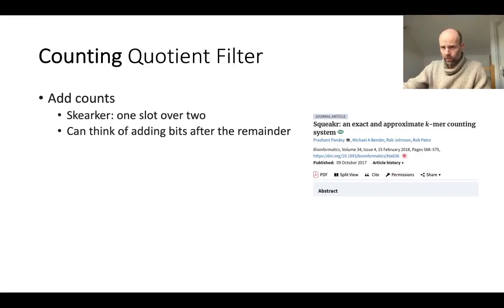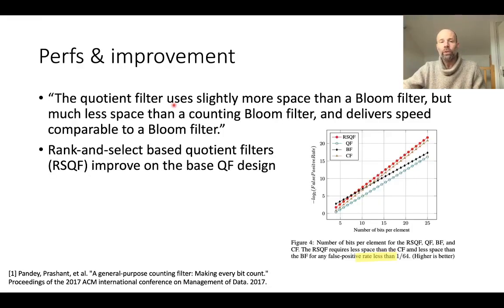So in Squeakr, that is used in bioinformatics, 1 slot over 2 is used to store the abundances. So the filter is just twice as big as the original one in order to store the abundances. But we can think of any other way to add information to each slot by reserving some free space, for instance, after the remainder. Alright, a few words about the performances and the improvement.